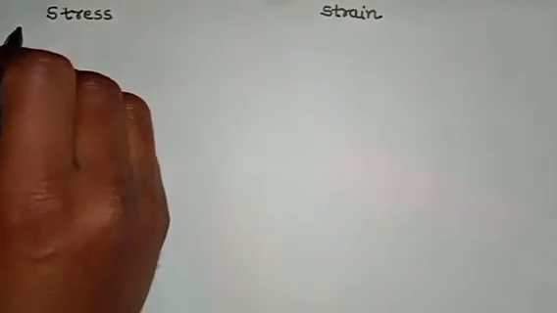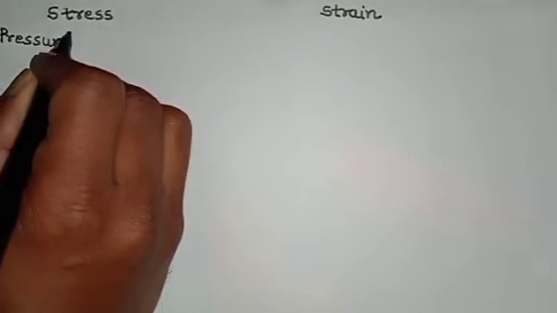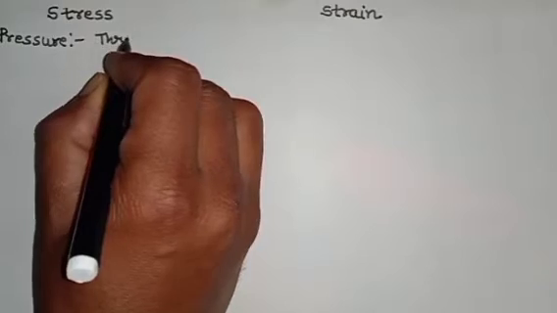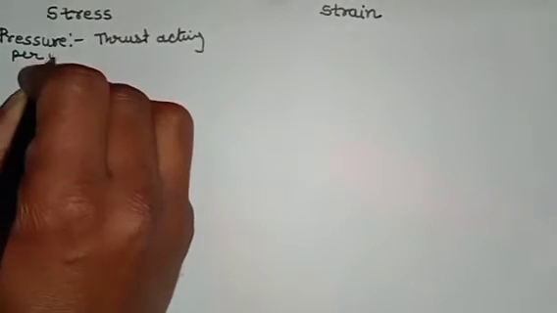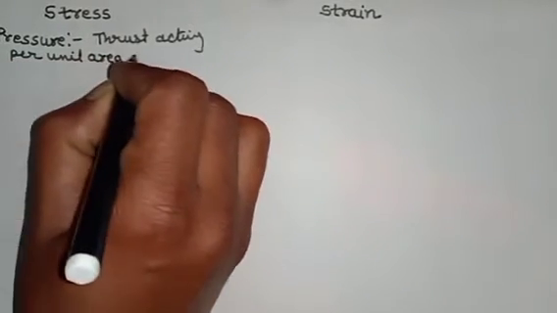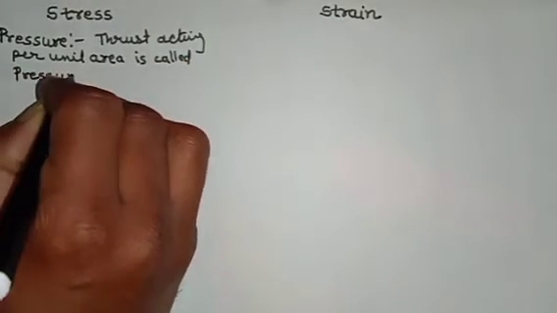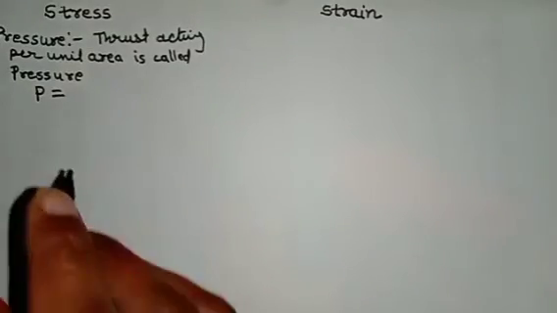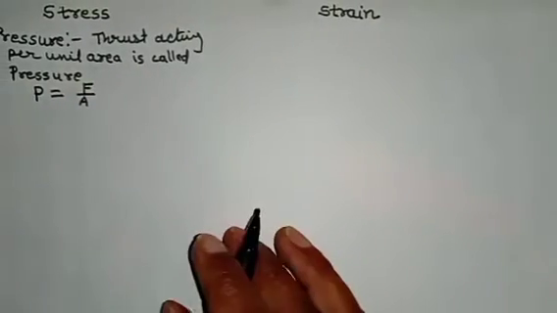There are a few more terms we need to understand while studying elasticity. These are stress and strain. But before I tell you about stress, let's talk about pressure. We know that thrust acting per unit area is called pressure. So P equals thrust upon area. Thrust means normal force, a force which acts perpendicular to the surface. So we will casually call it force upon area. So that is pressure. We know about it.